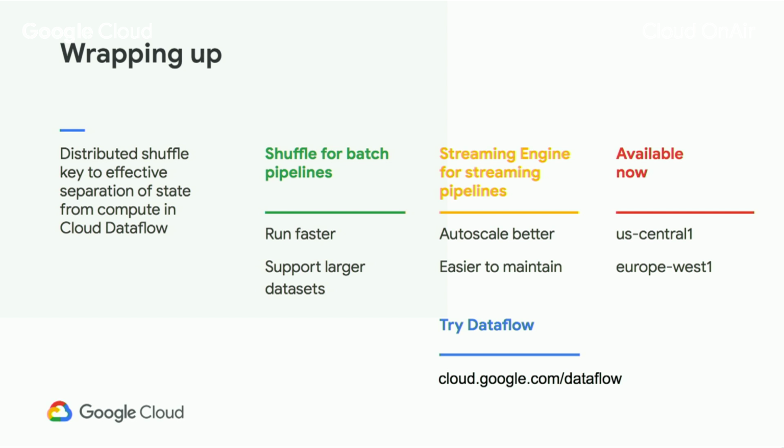In batch, we are offering Dataflow Shuffle, and it allows your batch pipelines to run faster and scale to larger data sets. In the streaming case, we have the streaming engine, which also leads to improvements in autoscaling and also improvements in separability. These two features are available in 2 GCP regions, in US Central 1 and Europe West 1. Dataflow Shuffle is now in general availability, and the streaming engine is in beta.